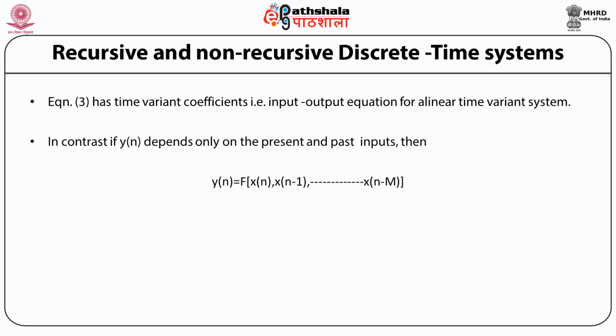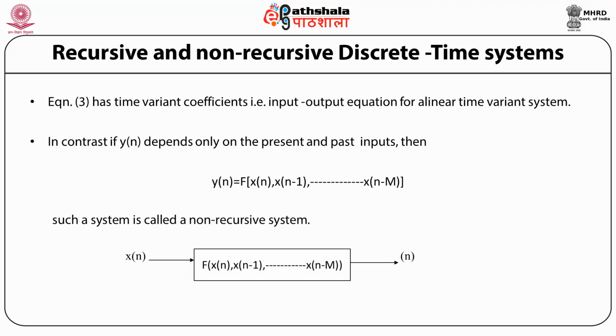In contrast, if y(n) depends only on the present and the past inputs, then y(n) equal to F of x(n), x(n minus 1) and so on till x(n minus M).